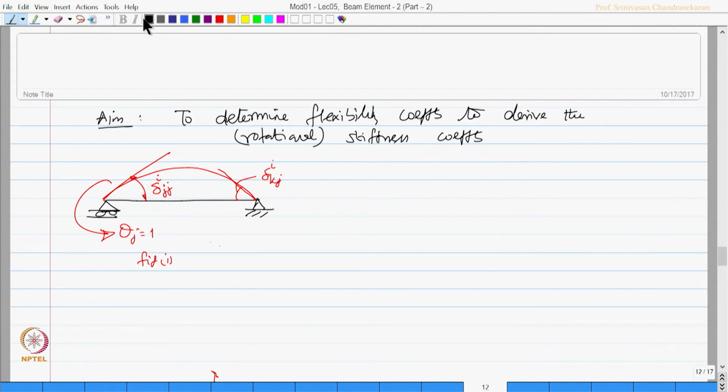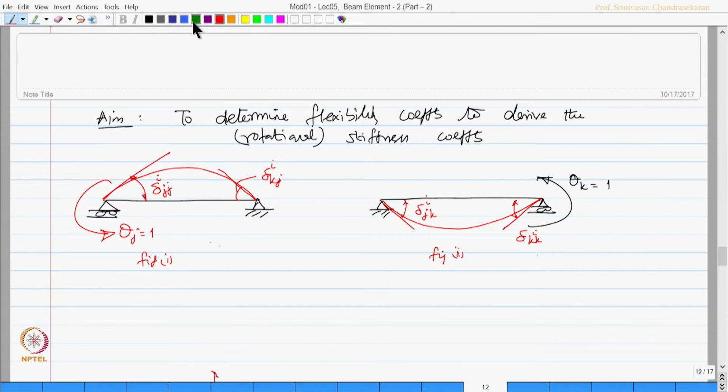Let us draw the next figure. Let me give unit rotation at the kth end now. So, the beam will deflect in this manner. Let us say these are my rotational coefficients delta Kk and delta Jk. Let us call this figure 2.